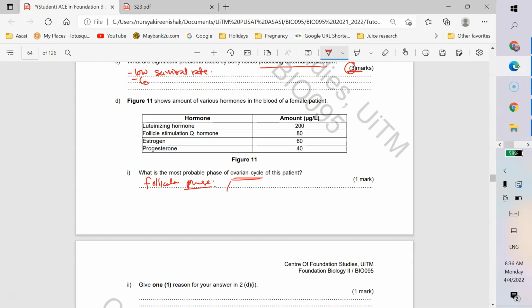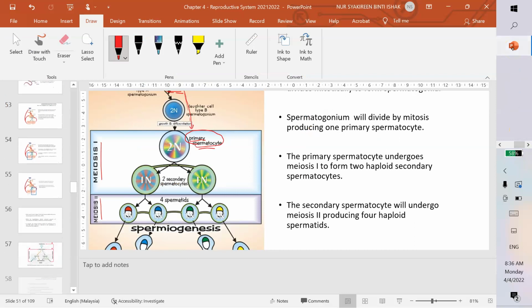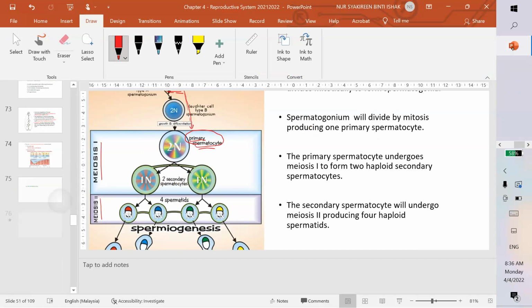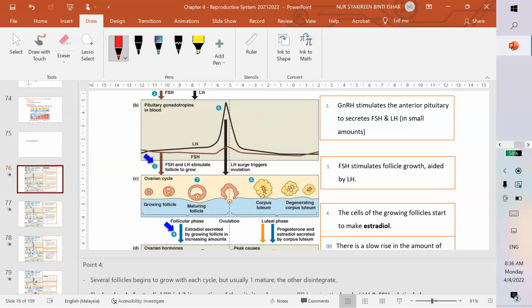So if you observe in this table, you will observe that there is a high concentration of LH being produced. Okay, so if you observe in your slide for the graph, follicular phase kan, as the follicle grows, it is because of the hormone LH and also FSH. Tapi before ovulation ni still dalam follicular phase, you have a surge of LH. So itu yang paling clue yang paling obvious lah kat situ. LH release is really high. Okay, boleh.